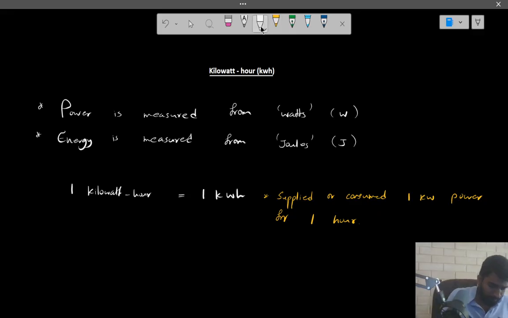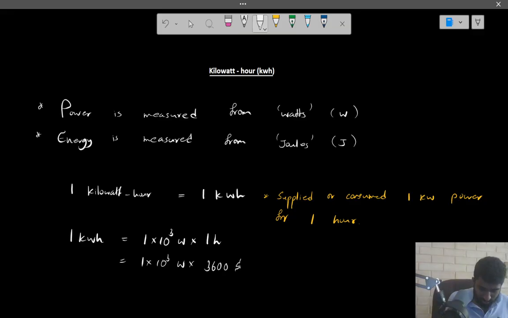In that case, you can write here 1 kWh can be written as 1 for kilo. I'm going to use 10 to the power 3 watts, right? Times 1 hour, right? Then I can write 1 times 10 to the power 3 watts. For hour, I can write 60 times 60 seconds, which is 3,600 seconds. So when you simplify this one, you get nothing but 3.6 times 10 to the power 6 joules.